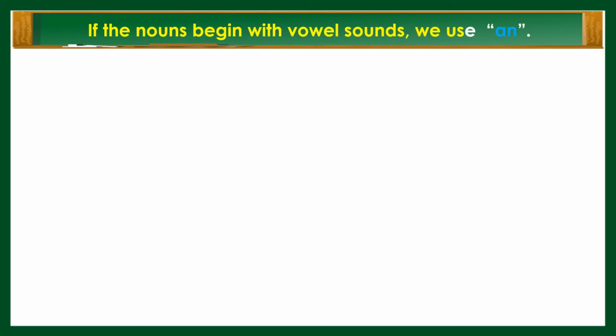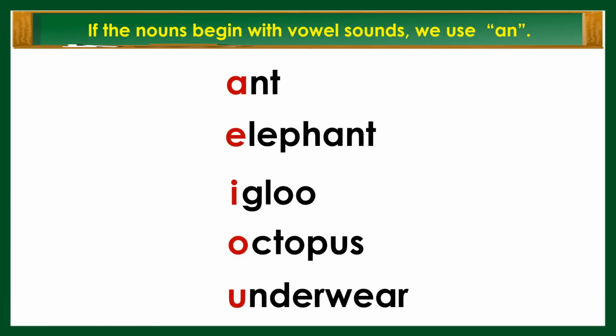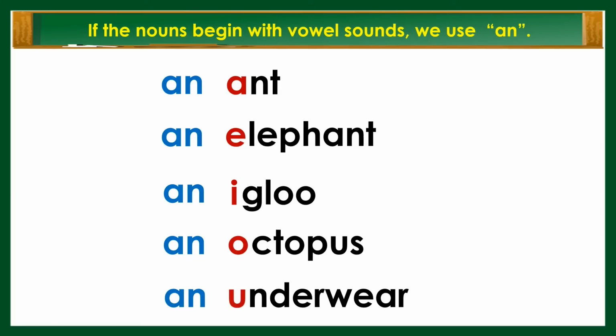If the nouns begin with vowel sounds, we use an. A, E, I, O, U. These are vowel sounds. Ant, elephant, igloo, octopus, underwear. These nouns begin with vowel sounds, so we use an. An ant, an elephant, an igloo, an octopus, an underwear.